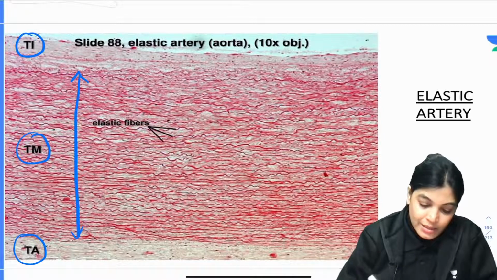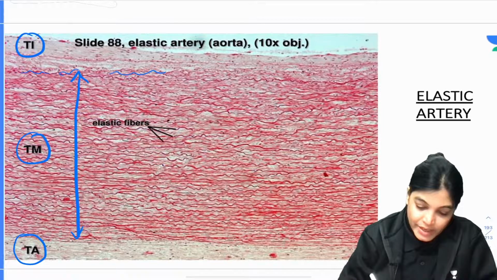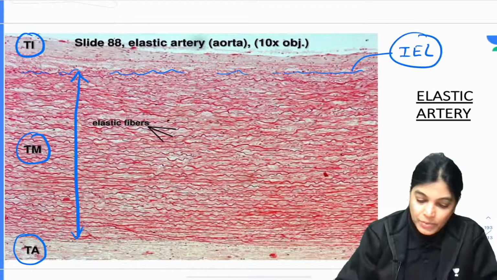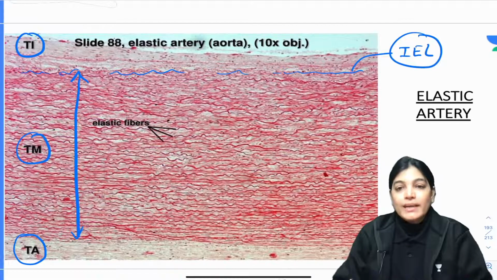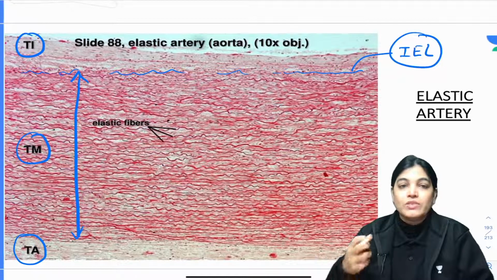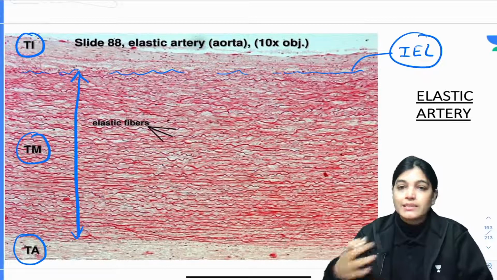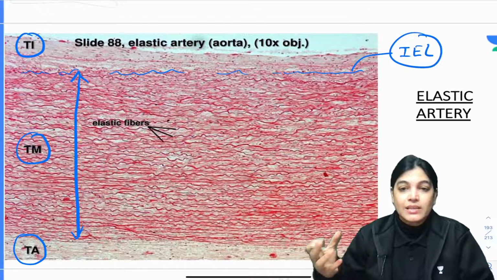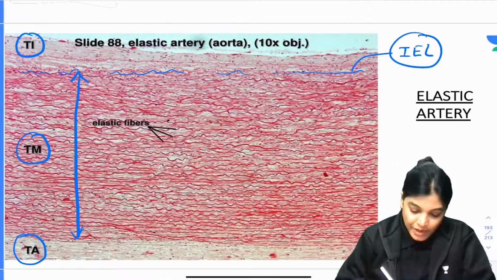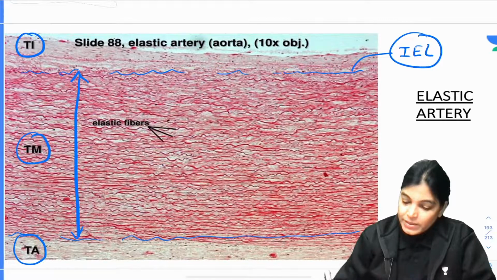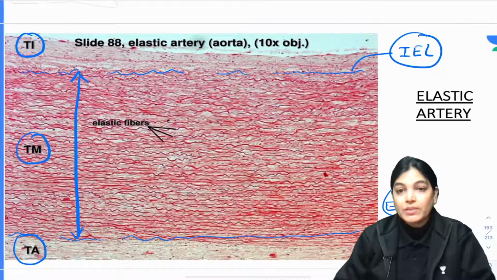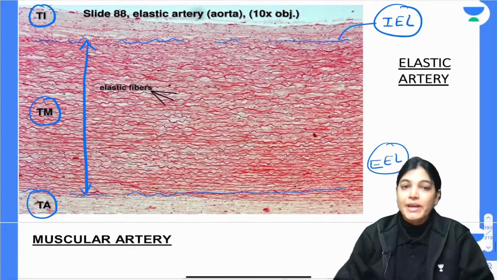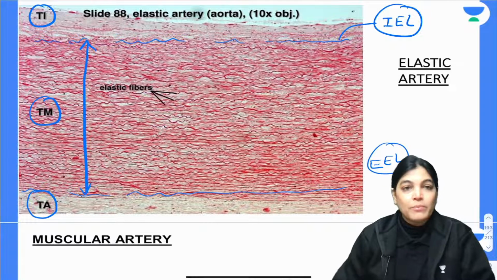Here you can see a line, which is very irregular and not very specific. This is the internal elastic lamina, which separates tunica intima and tunica media. Why is it not so clearly visualized? Because the entire slide is full of elastic fibers, so the refractile nature of the internal elastic lamina is not visualized very clearly. Similarly, the external elastic lamina is present, but it is not clearly visualized when compared with the muscular artery. If we see a muscular artery, the internal and external elastic lamina are very clear. The thickest layer is tunica media, as you can see.